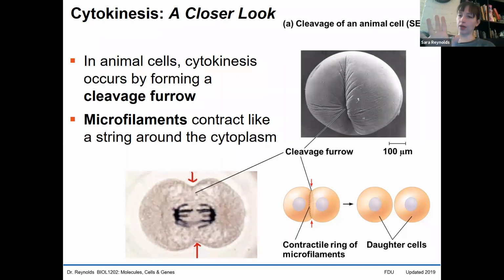And I will leave it up to each of you how you would like to remember exactly how this is called a cleavage furrow. But I figure you can probably work something out. Those microfilaments are contracting around the cytoplasm like a string, pulling, pulling, pulling, and eventually, boop, pinching it into two individual daughter cells.